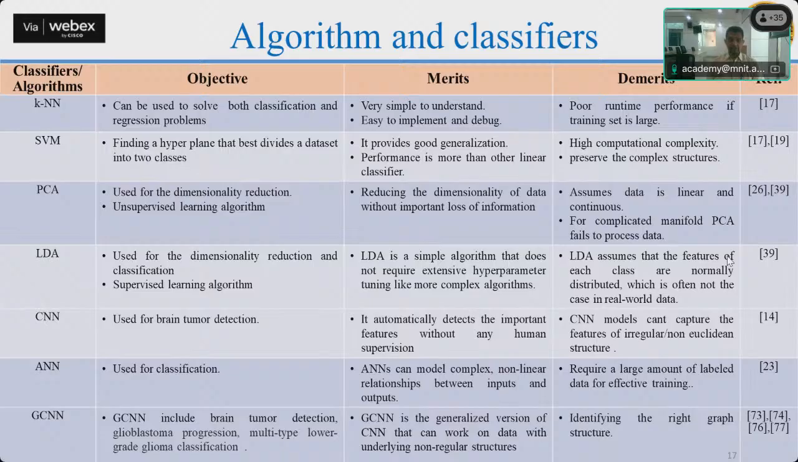And then we can also address the GCNN. GCNN, again a graph convolutional network, is a generalized version of CNN that can work on data with underlying non-regular structure. Here you identify the right graph structure. GCNN includes the progression. In GCNN we are using brain tumor detection, glioblastoma progression, and multiple type lower grade glioma classification. It basically identifies the right graph structure.